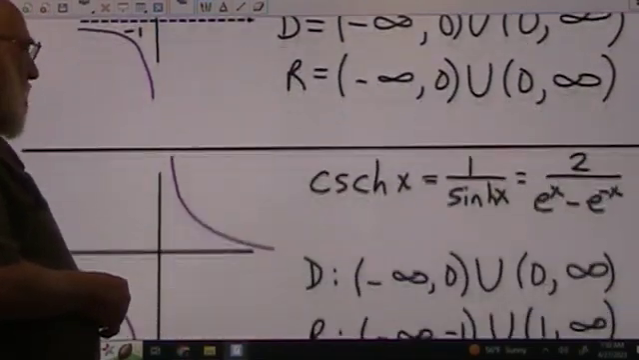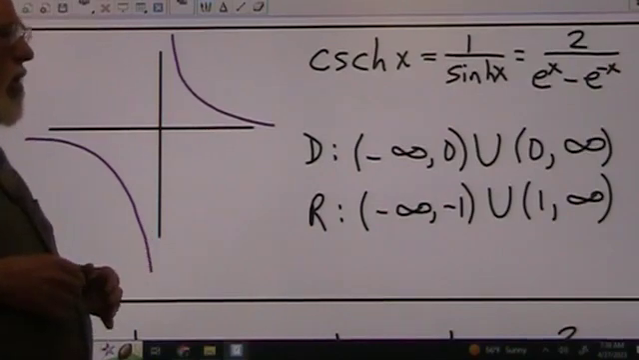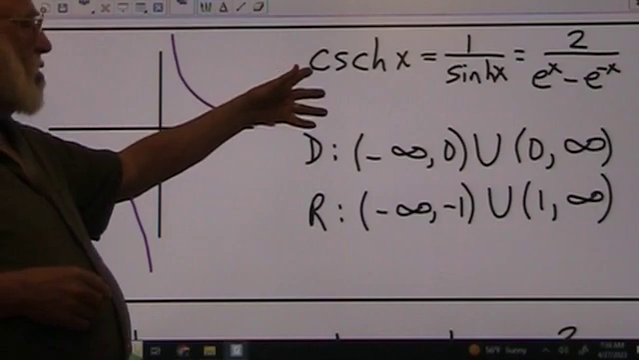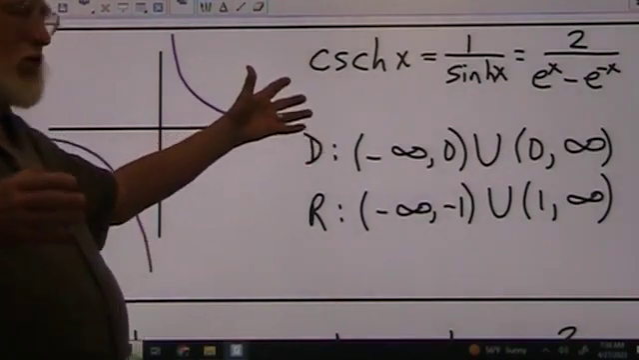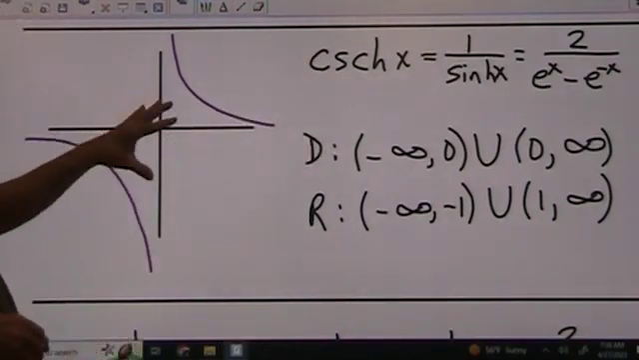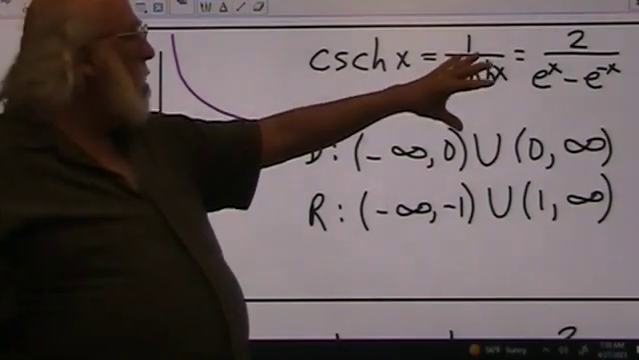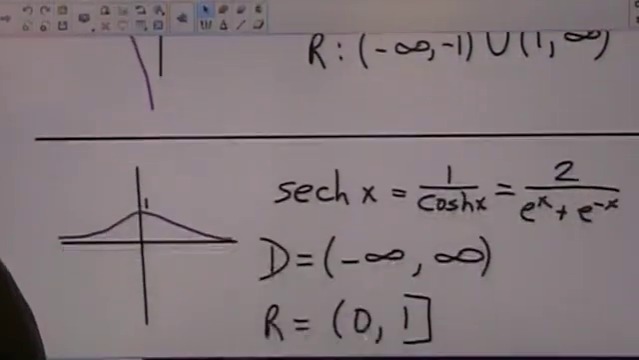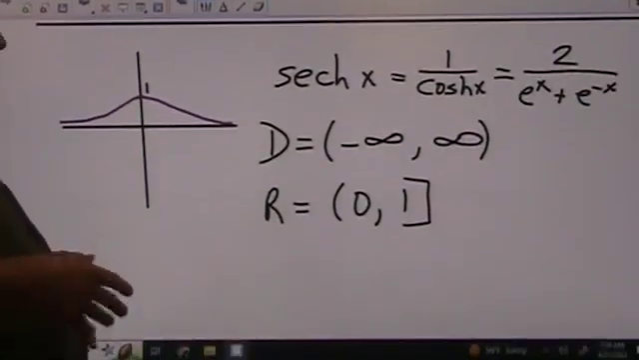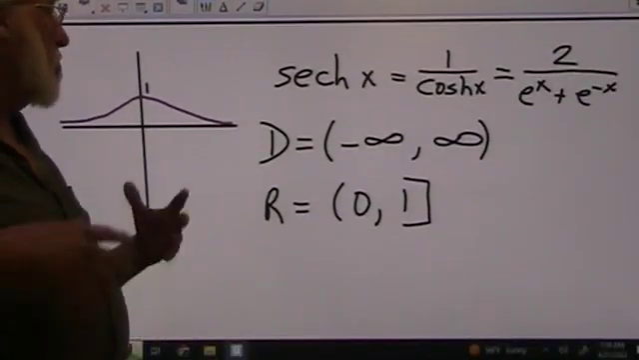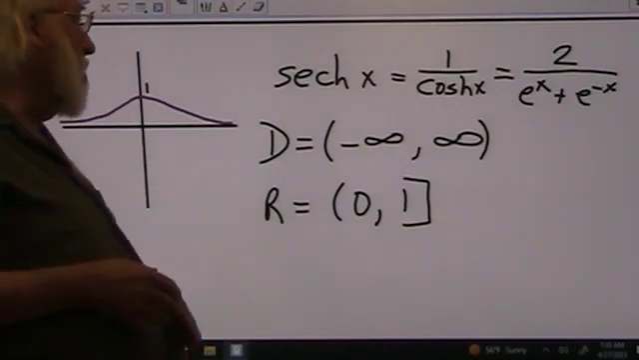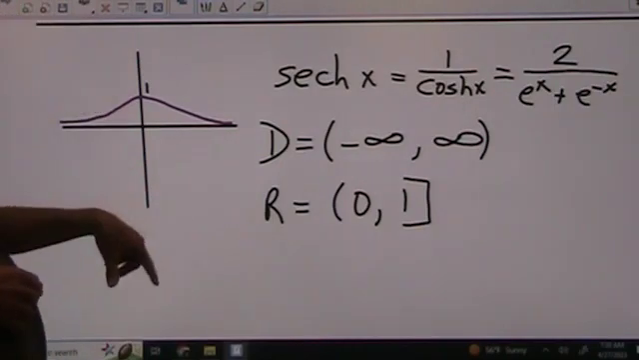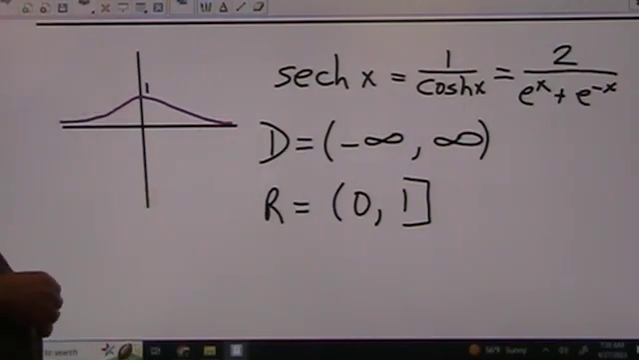This is an interesting side note, and I think this is kind of cool from a different point of view. This is cosecant hyperbolically, so they call it csch. It looks like this, and it's 2 over e to the x minus e to the negative x. And then the sech, which is the inverse of cosh, because secant is the inverse of cosine, is equal to 2 over e to the x plus e to the negative x. It looks like this. This is our domain and range.